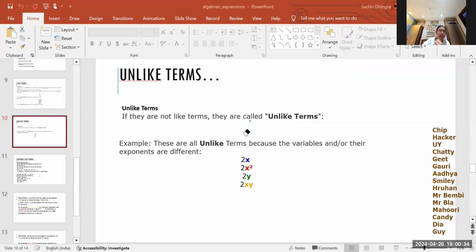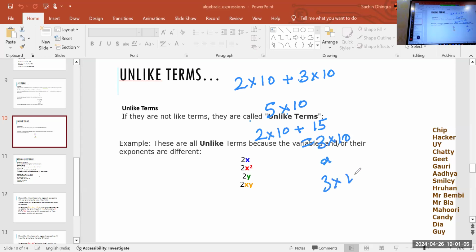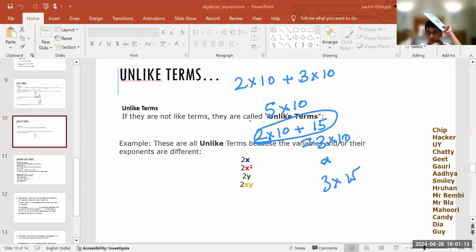Sir, I still do not understand. Son, it is not something to understand yet. We will do unlike terms now, then explain further. He just asked me why they cannot be added, so I was explaining that their values are different. 2 into 10 plus 3 into 10 can be written as 5 into 10. But 2 into 10 plus 15 cannot be written as 3 into 10 or 3 into 15. All right, now I understood.